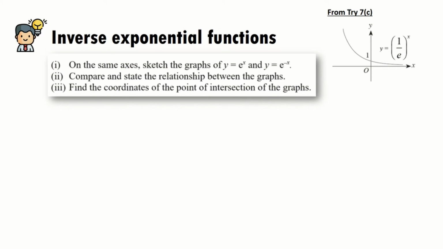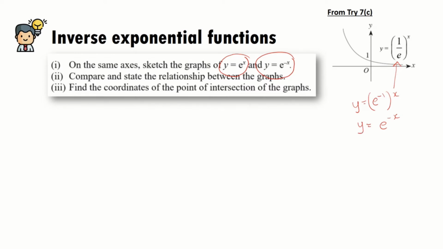I would like to further discuss inverse exponential functions. In this question, which is not found in your textbook, Part 1 requires us to sketch the graph of y equals e to the power of x as well as y equals e to the power of negative x. I would like to pull the answer from Try 7c, where we were looking at y equals 1 over e to the power of x. I hope you realize that 1 over e is the same as e to the power of negative 1. Hence, this function is y equals (e to the power of negative 1) to the power of x, which simplifies to y equals e to the power of negative x.